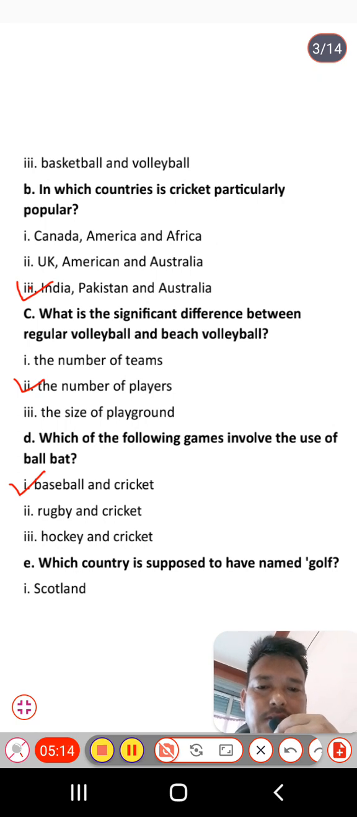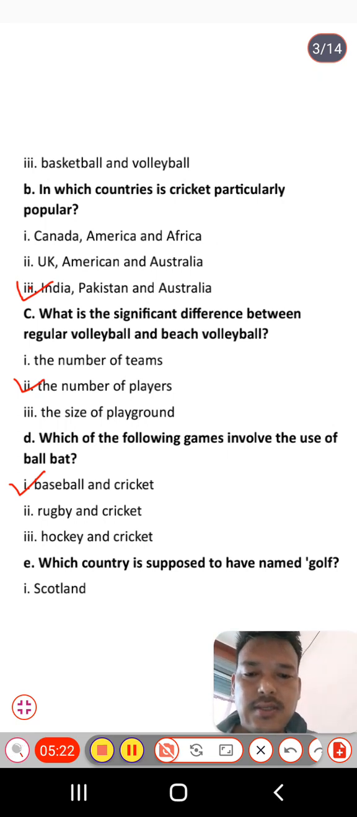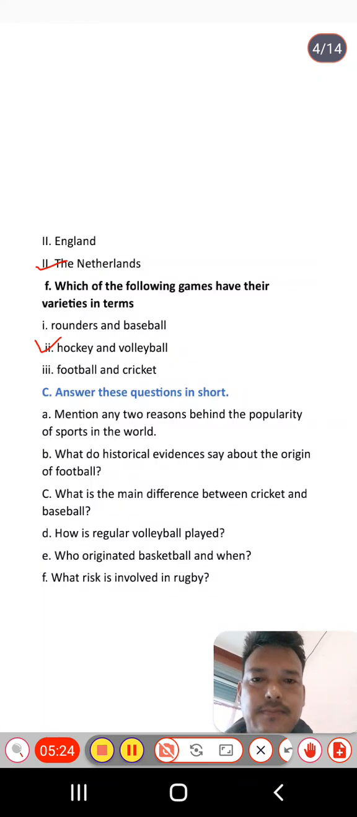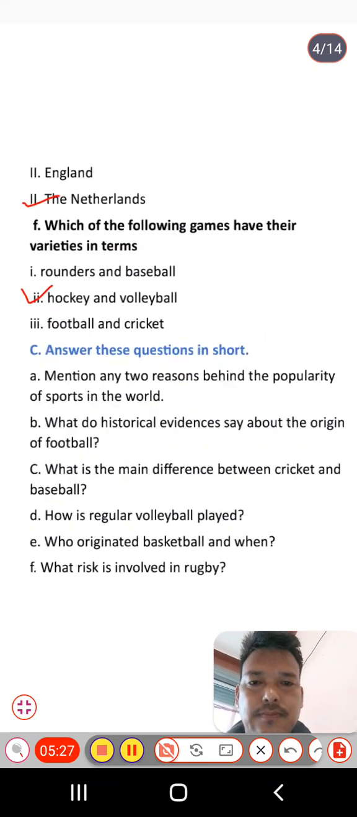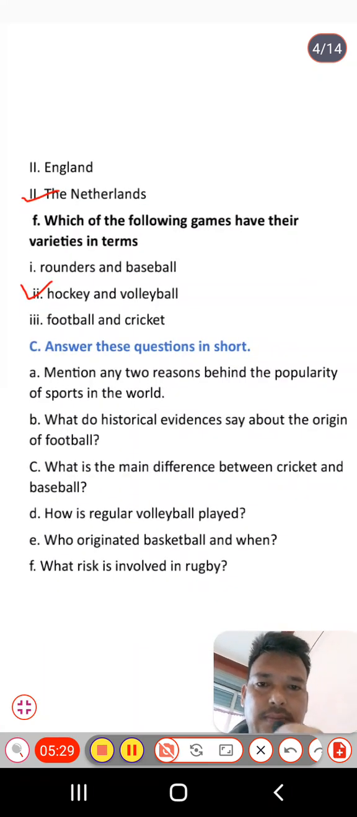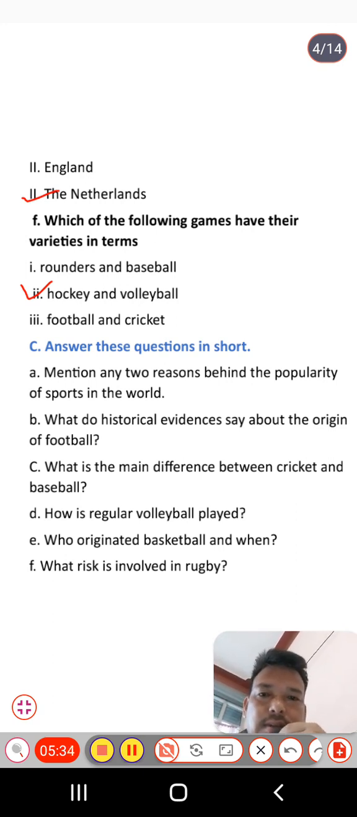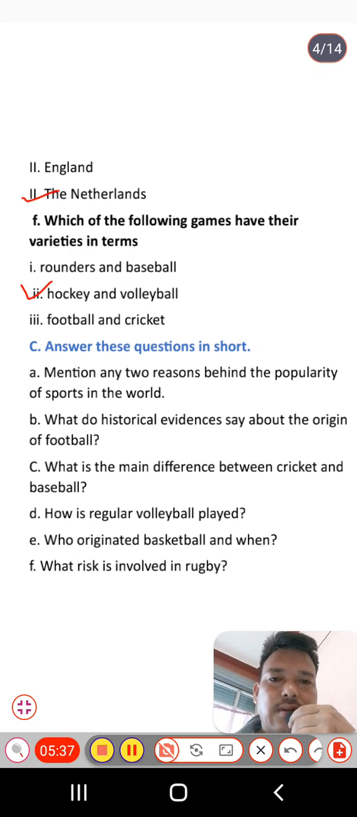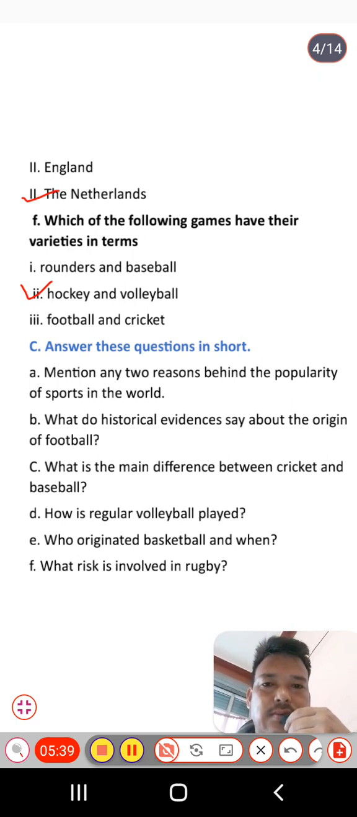And E, which country is supposed to have named golf? One is Scotland. Another we have England and the Netherlands. The answer is Netherlands. Okay. F, which of the following games have a variety of terms? So that is the second, hockey and volleyball. There are a variety of terms in those two games, hockey and volleyball.